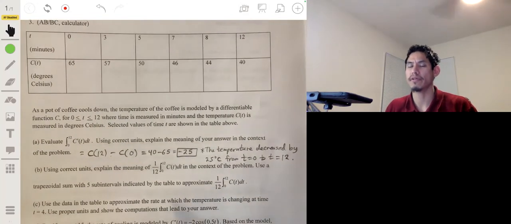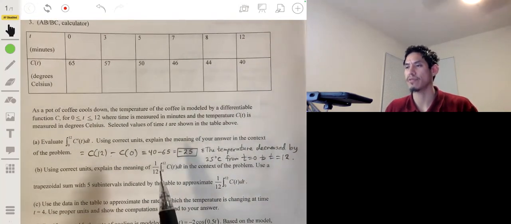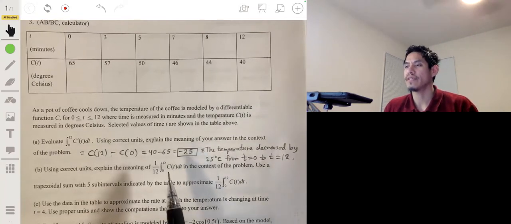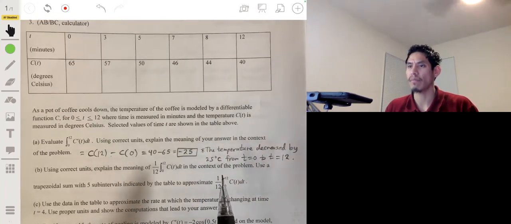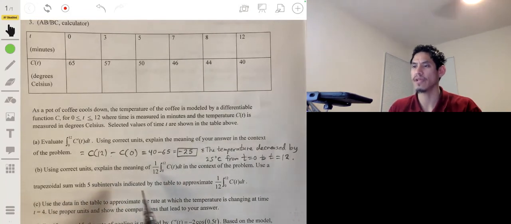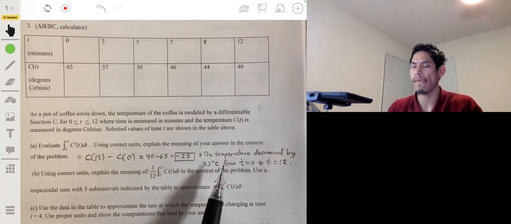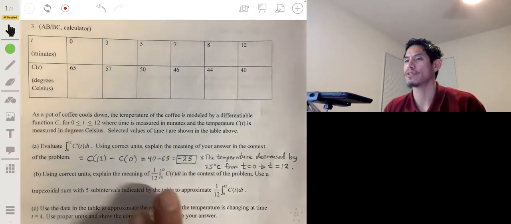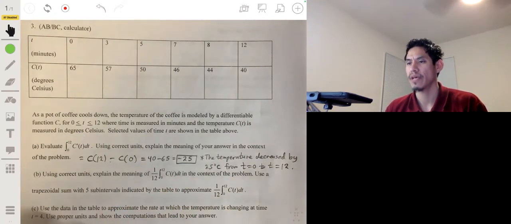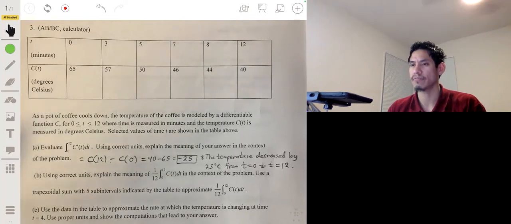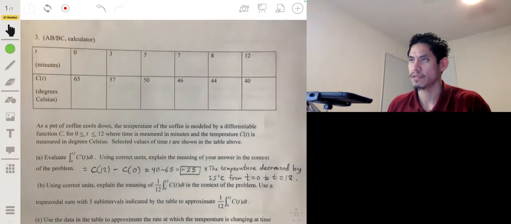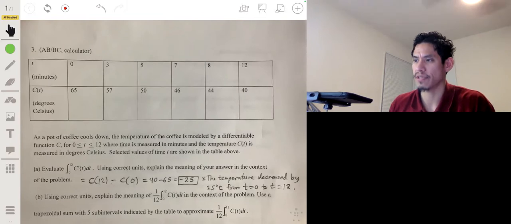Okay, part B. Using the correct units, explain the meaning of 1/12 times the integral of c of t dt from 0 to 12 in the context of this problem. When you make sense of this, we're going to use a trapezoidal sum with 5 subintervals indicated by this table to approximate it. Okay, so let's review what using the trapezoidal sum rule means. It essentially is just a geometric representation for calculating the area of an integral. So let me just draw a little picture of what this could look like.